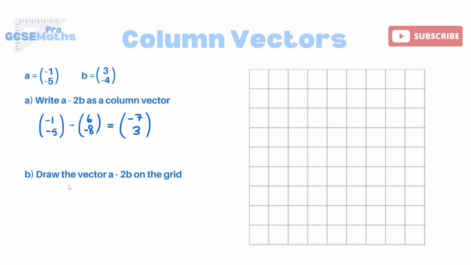Then as you can see, part B is to draw the vector a minus 2b on the grid, so drawing the (-7, 3) on the grid. So minus 7 means we're going to the left by 7, and then 3 means we're going up by 3. So that's our line. It's obviously important to point the arrow in the correct direction. Because we're going up and we're going left, we're going to be pointing the arrow this way, aren't we? So that is a minus 2b as a vector.